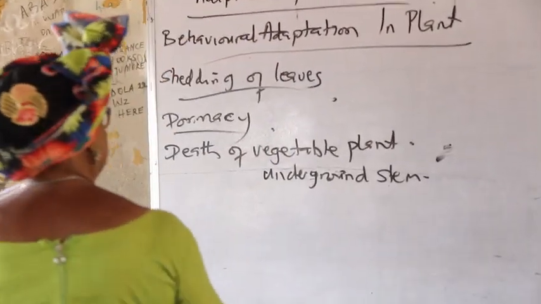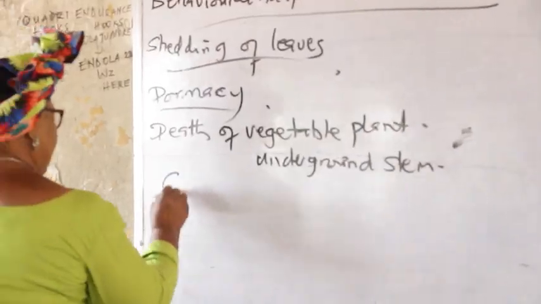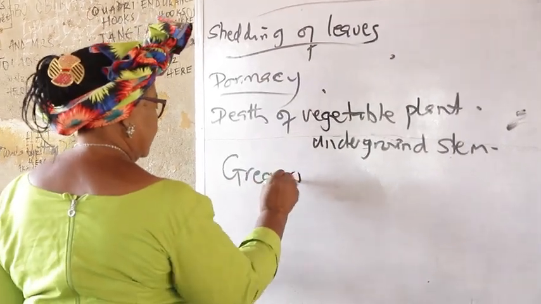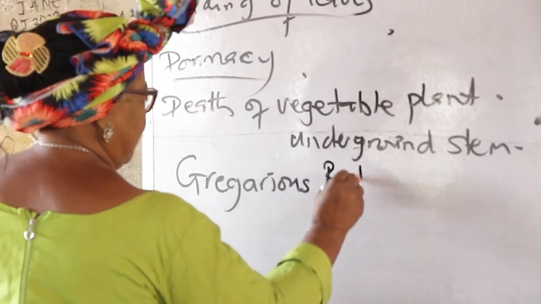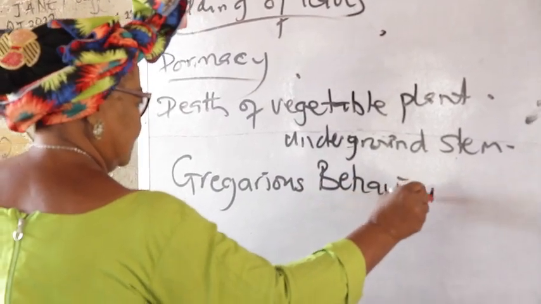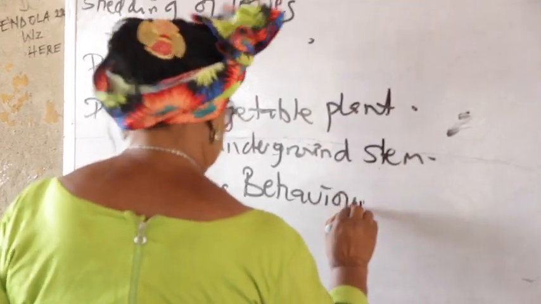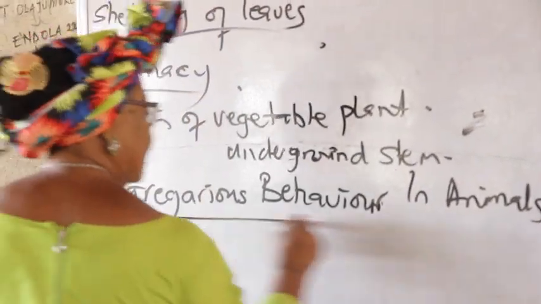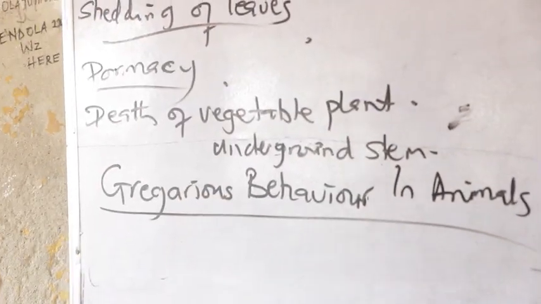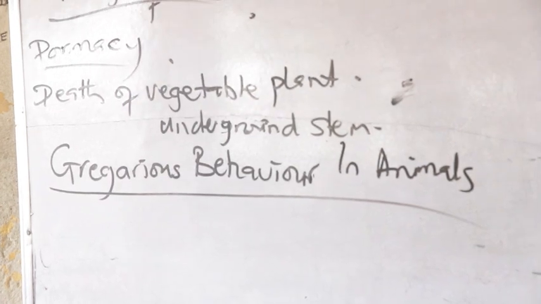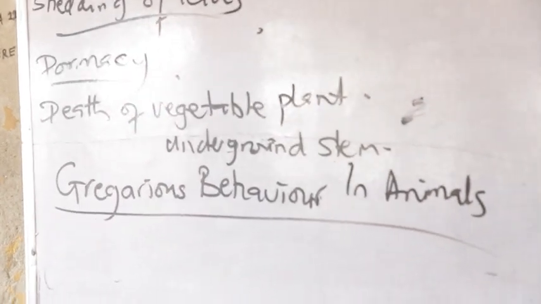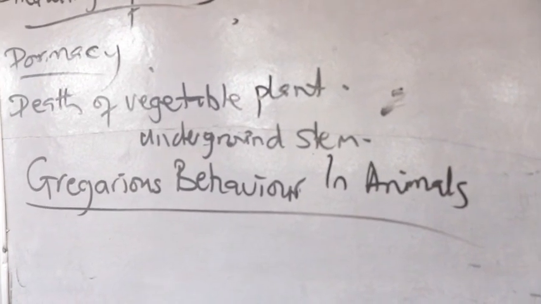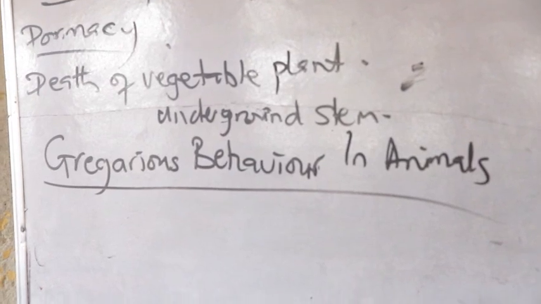Now, gregarious behavior in animals. Gregarious. How many of us have come across this word? Pronounce it. Like I said, in biology, some of you pronounce as you can spell. And once that word is needed, the spelling must be correct for you to score.